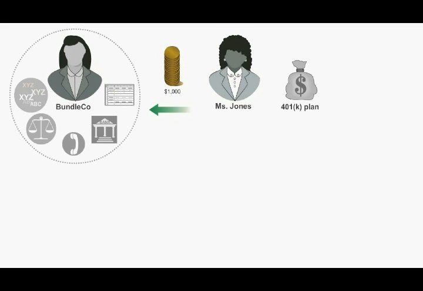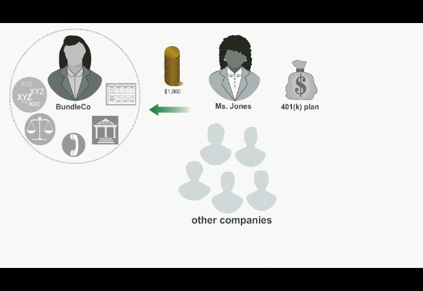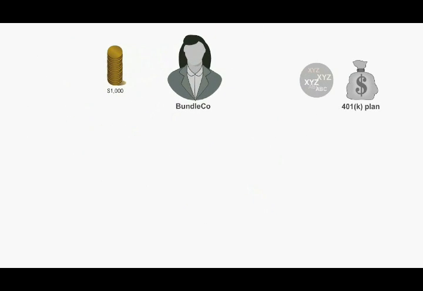BundleCo tells Ms. Jones that they contract with other companies to provide a full range of services to Jones Incorporated. The written contract between BundleCo and Jones Incorporated specifies that some of BundleCo's services will be paid for by these other companies in exchange for services BundleCo provides them. For example, BundleCo contracts with a number of investment fund companies to offer funds to the plan.